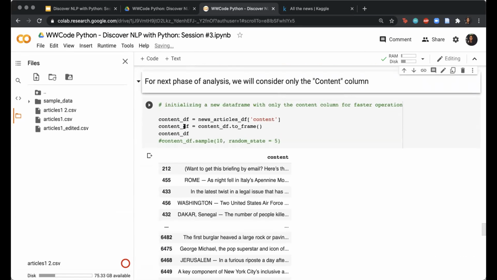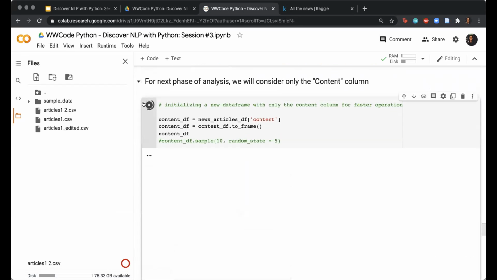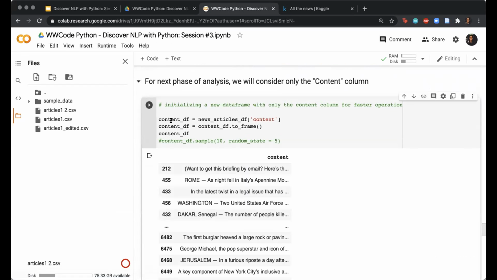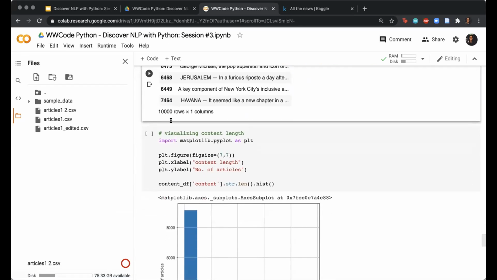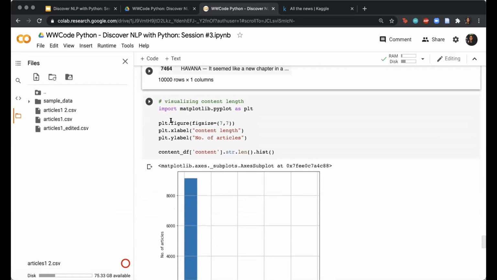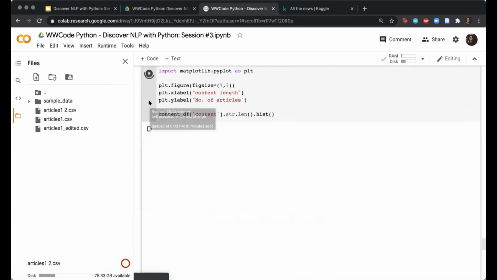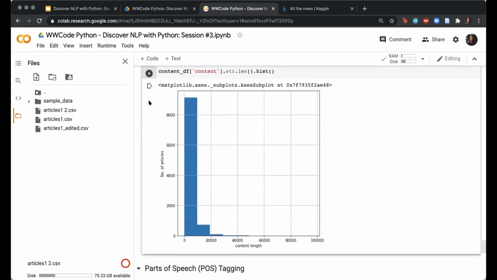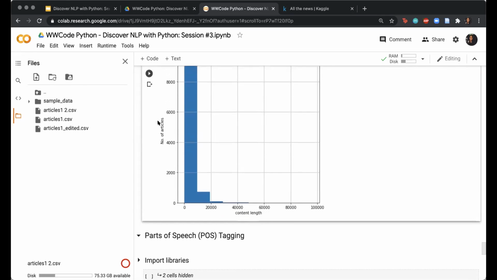After that, we are going to just pick the content column because most of the columns are empty or not having the relevant information. So we are just going to take the content, and for that we are going to just select that. So content DF would have the column that we want. Let's see what the content length is. So this is how the content length regarding number of articles is. So you can see the spread here.